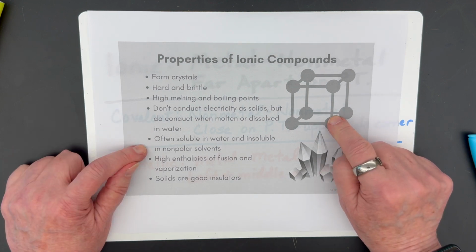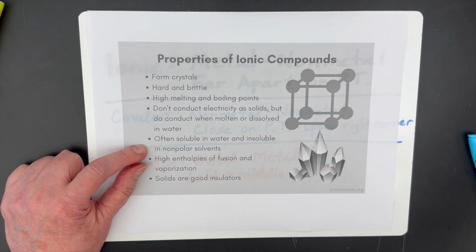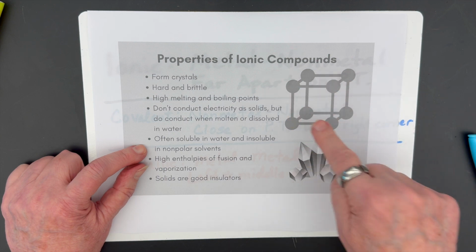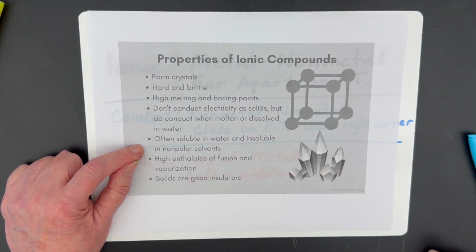Often, our ionic compounds are soluble in water because water's polar and it can gang up on these ions and surround them and pull them off of the crystal. And so this will come apart when you put it into water. If you try to put it into something that's non-polar, then usually they will not mix. So if you try to put table salt into vegetable oil, it will just sink to the bottom and nothing will happen. But if you put it in water, it will dissolve.